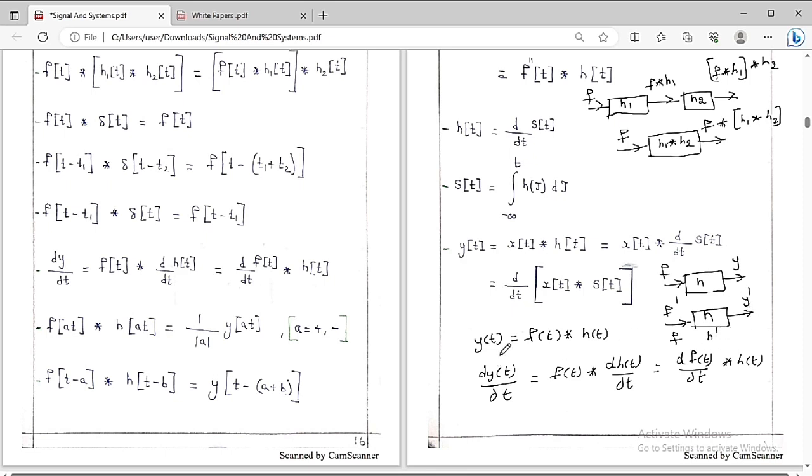So therefore we can say y of t is equal to f of t convolution of h of t. Then dy by dt is nothing but f of t convolution of dh of t by dt, or df of t by dt convolution of h of t. So this is what I am trying to tell you.